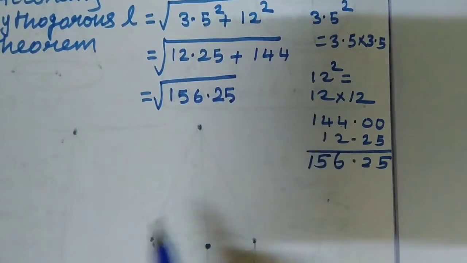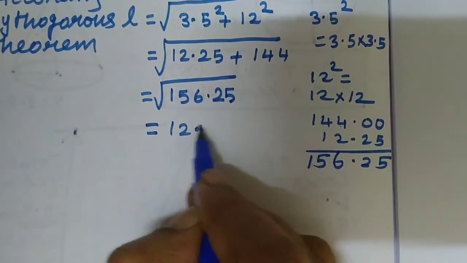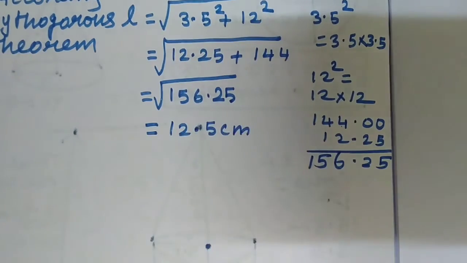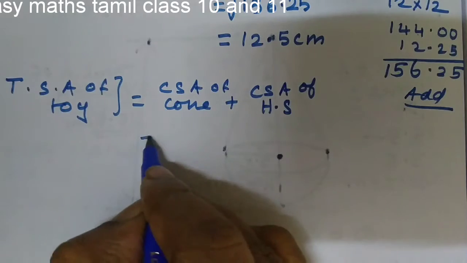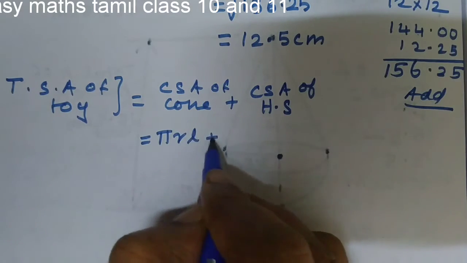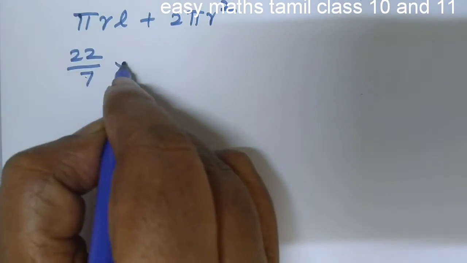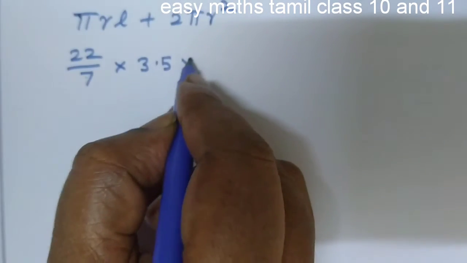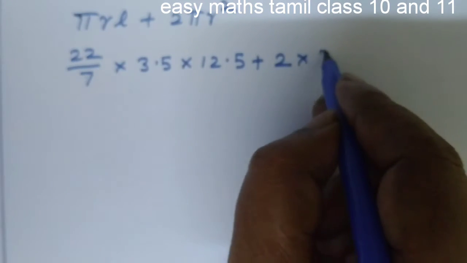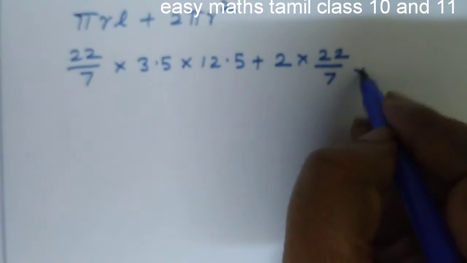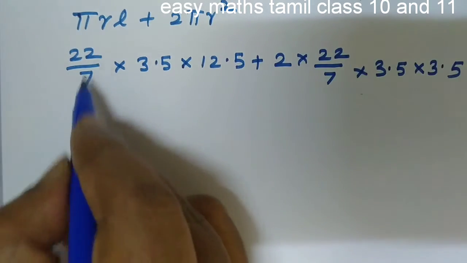Square root of 156.25 is 12.5 cm. So the slant height equal to 12.5 cm. Total surface area of the toy is pi RL plus 2 pi r square, so 22 by 7 into 3.5 into slant height 12.5, plus 2 into 22 by 7 into radius value 3.5 into 3.5.